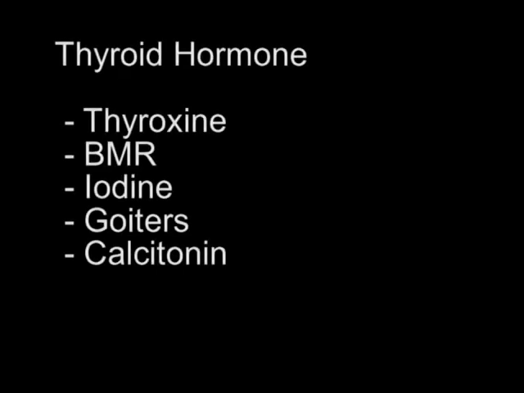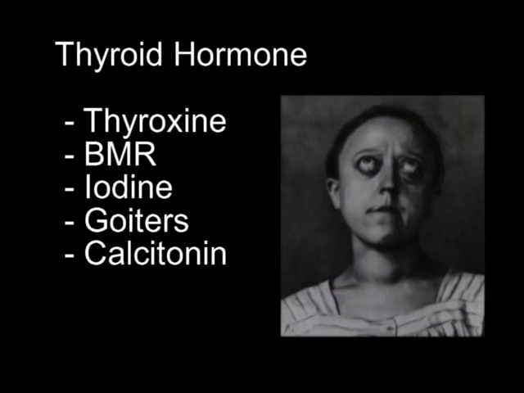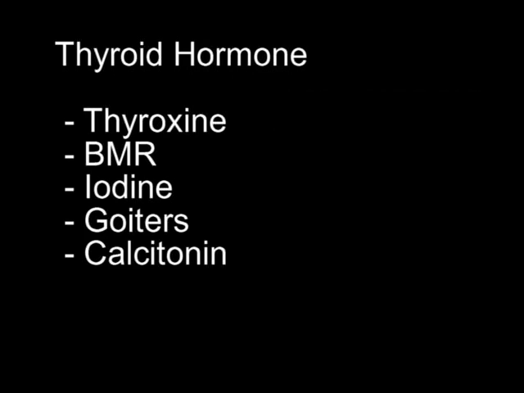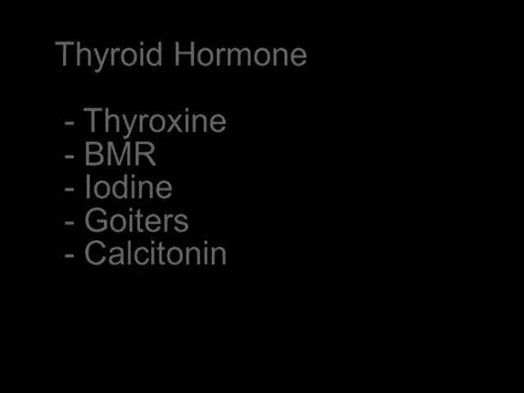The primary hormone of the thyroid gland is thyroxin. Thyroxin affects the basal metabolic rate, BMR, the level of activity of the body. Since iodine is a necessary element in the production of thyroxin, one can observe malformations of the thyroid gland, called goiters, where there is little or no iodine available. A second hormone, called calcitonin, is produced by the thyroid gland and is involved with calcium metabolism in the body.